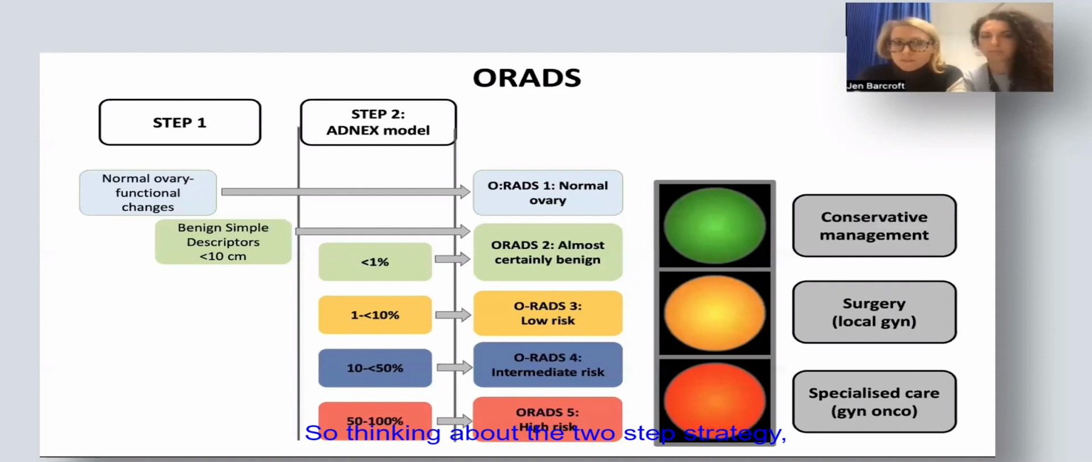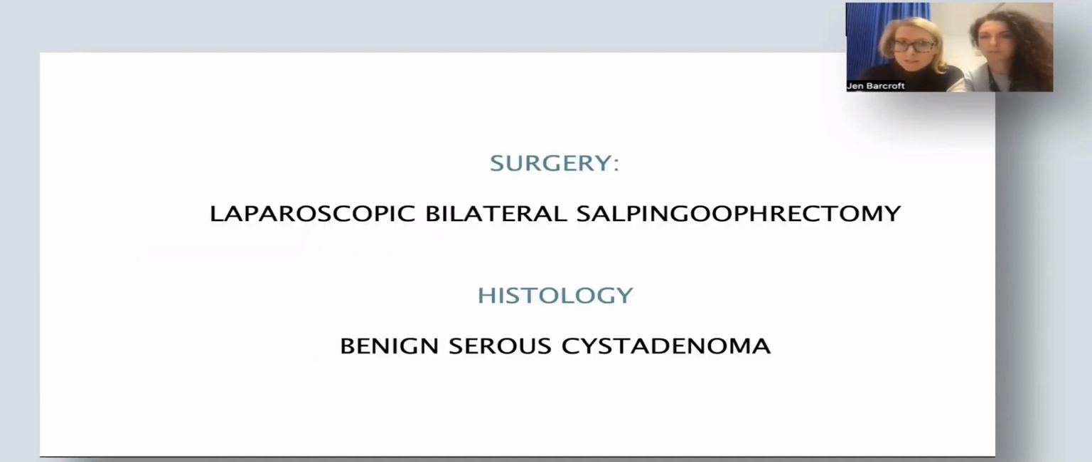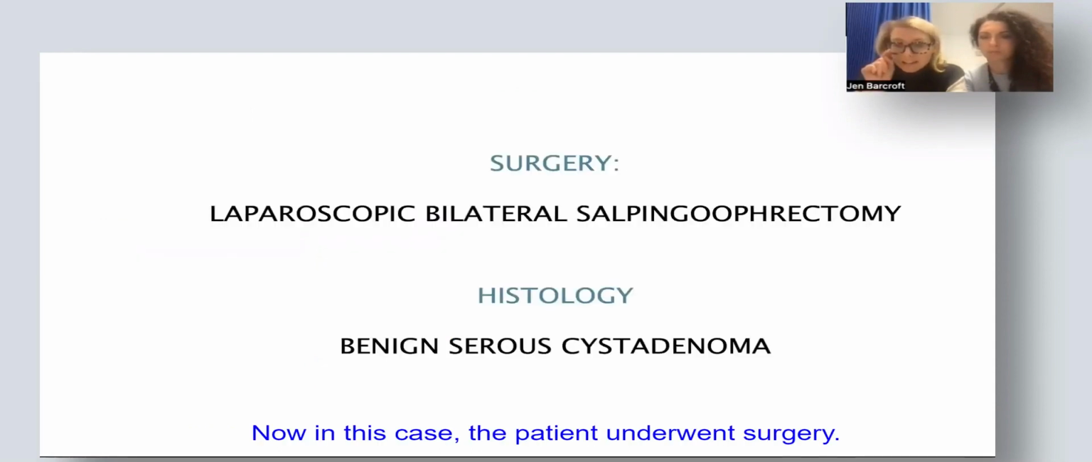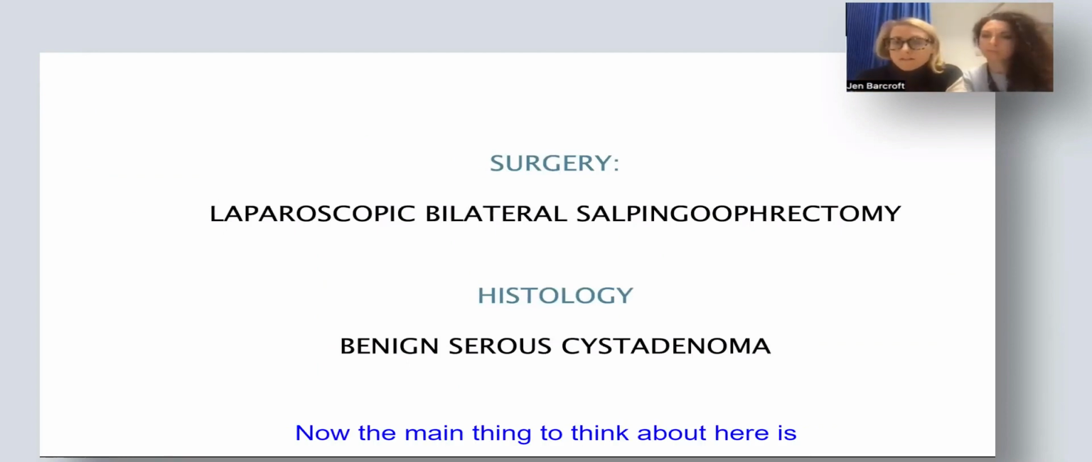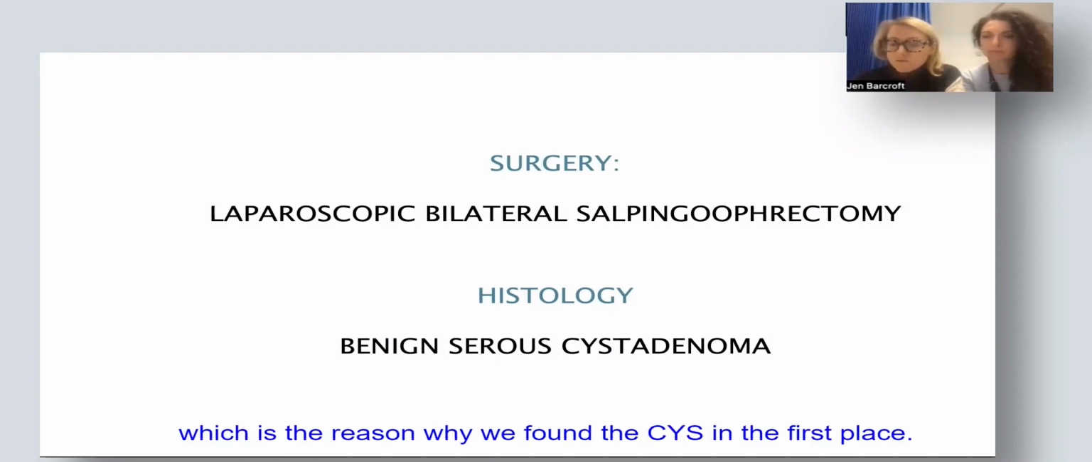So thinking about the two-step strategy, when benign descriptors apply, this means this is almost certainly a benign mass, and so the recommendation is for conservative management. Now, in this case, the patient underwent surgery. The main thing to think about here is that the surgery is not because there's concern that this is a potential cancer, but more because the patient presented with intermittent pain, which is the reason why we found the cyst in the first place.